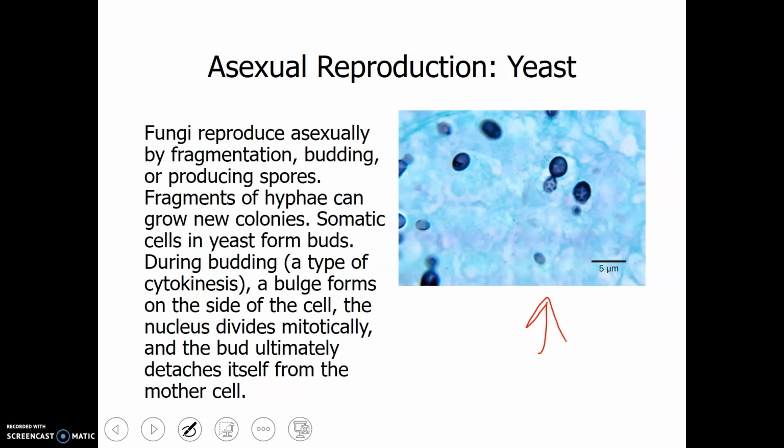Okay, so here we see a microscopic photograph of yeast that are reproducing asexually by a process called budding. This is one that you can see doing that. This little part is the offspring of that yeast cell growing, almost like a growth on one part of the yeast cell, and it'll get bigger and bigger, and then it will pinch off. So fungi can reproduce asexually by fragmentation, by budding like the yeast, or by producing spores. Fragments of hyphae can also grow new colonies.